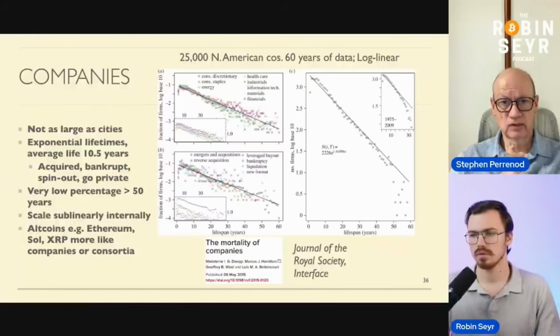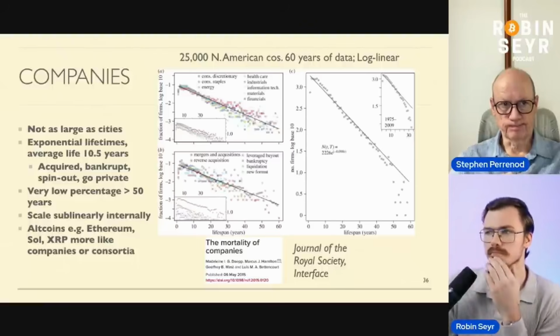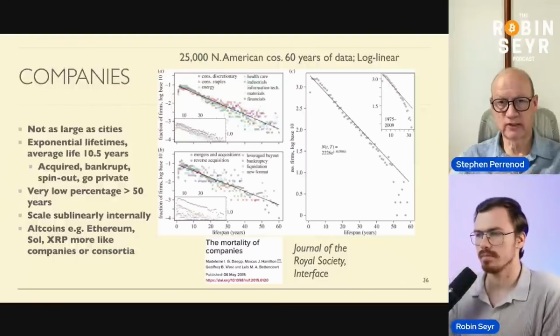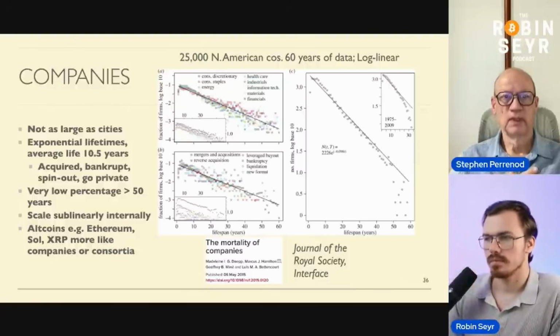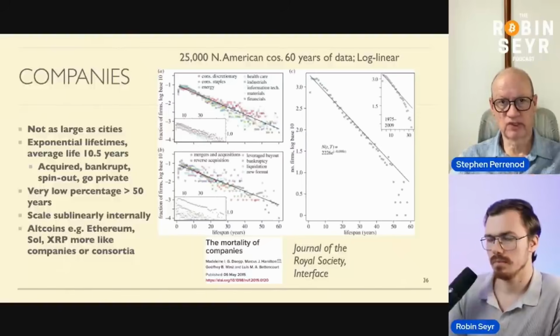Okay, and this is the research results that he published in 2015 with some collaborators, looking at the lifetime of companies. 25,000 North American companies, 60 years of data. These are log linear charts and they're straight lines, so that means exponential. And what he's plotting is the fraction of firms that survive 10 years, 20 years, 30 years, 40 years, 50 years. And you can see it falls very steeply.